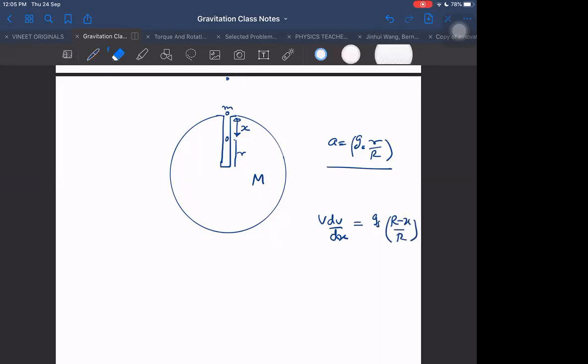Can we get velocity from here? Yes, sir, by integrating. v dv is equal to gs into (1 minus x by r) dx, integral. We can do that. Velocity must be known as a function of x, the distance x covered, with limits 0 to initial velocity 0 to v.